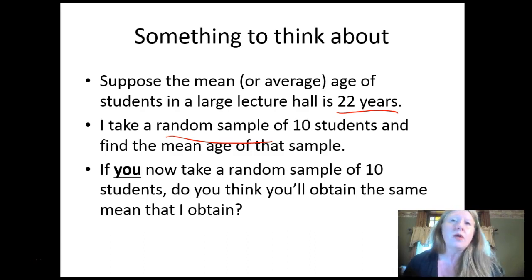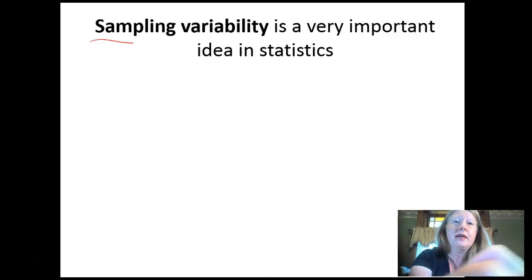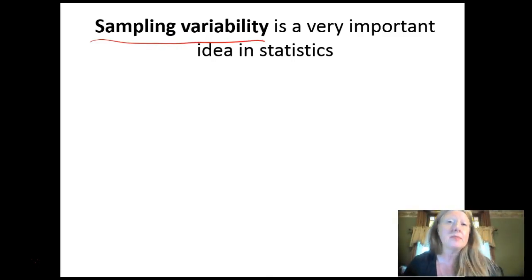So if every single one of you in Stat 1350 did this, you all went to this lecture hall, you all took a random sample of size 10, we would have sample means that are different from each other. They're not all going to be the same. There's going to be some variability in those sample means. So sampling variability, the idea of what we would expect to see from sample to sample. If we randomly select individuals to be in our sample, what do we expect to see from sample to sample? We expect to see variability.